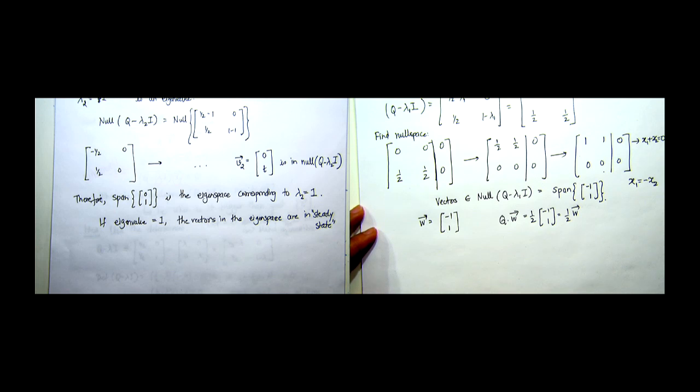So what is Q again? Q is equal to 1/2, 1/2, 0, 1, right? So why don't you quickly verify what Q times W is. This is Q, this is W. What do you get? What do you expect to get? Q times W should be 1/2 of the original, right? Can you do the simple matrix multiplication?